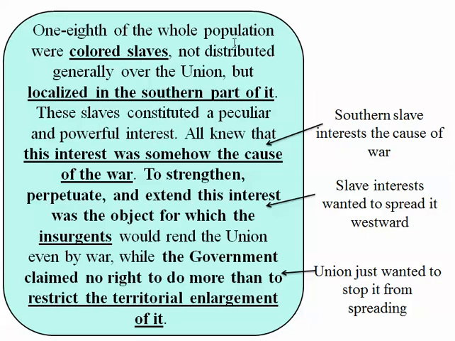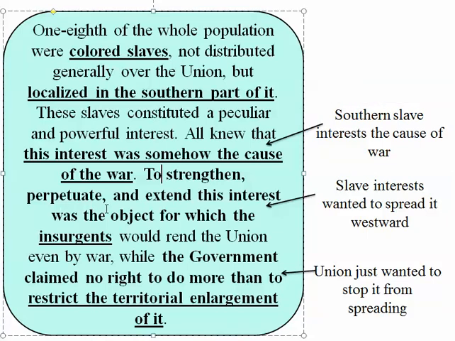Then he says, "One-eighth of the whole population were colored slaves, not distributed generally over the Union, but localized in the southern part of it." So most of the slaves were in the South. "These slaves constituted a peculiar and powerful interest." In other words, this group formed factions around slavery as their political interest. "All knew that this interest was somehow the cause of the war." The southern slave interests were the cause of the Civil War.